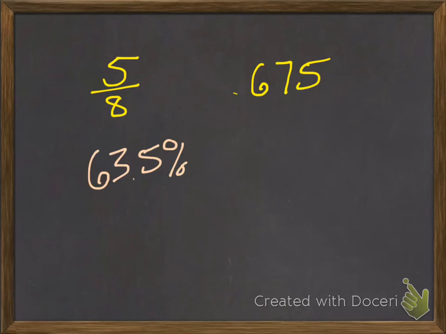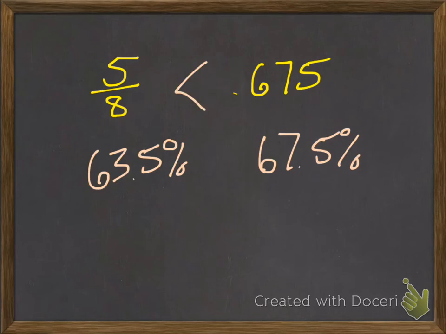Then I'm going to move my decimal on my 0.675. I'm going to move it to the right two places, and that's going to give me my percentage of 67.5%. So when I compare these, I'm going to come up with the answer 67.5% is greater than 63.5%.